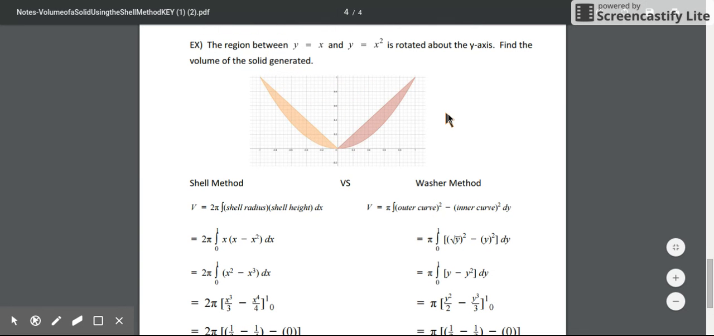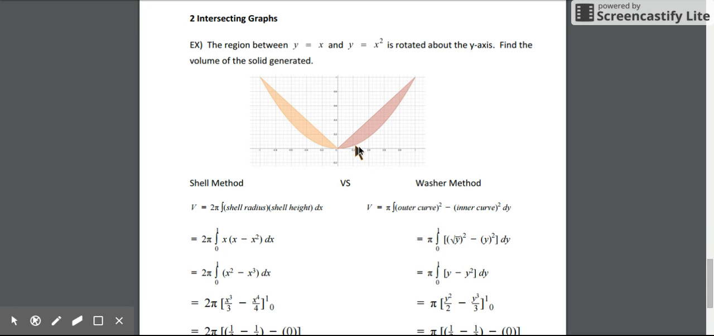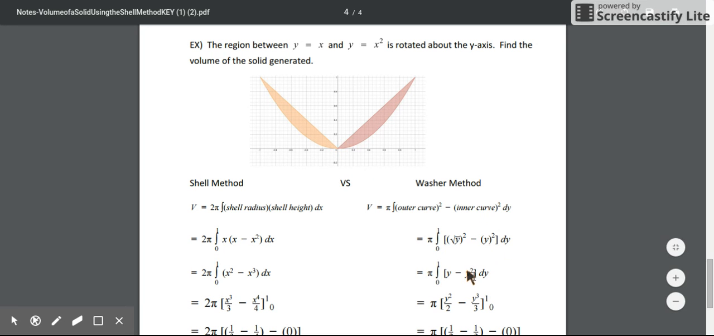So again, in order to use the washer method rotated around the y-axis, we need our equations in terms of y. So our inner function is what we're going to subtract from our outer function when we use the washer method. The outer curve is now the square root of y. So I'm going to square the square root of y. My inner curve is x equals y, or just y here. So if I square that, I get y squared. And if I square the square root of y, I just get y.